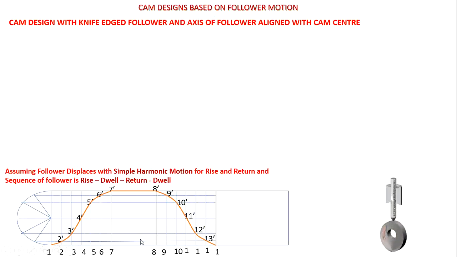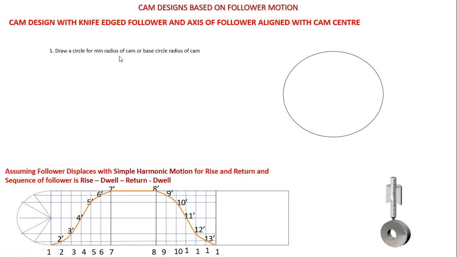Initially, whatever may be the question, we have to draw the displacement diagram according to the requirements. It may be simple harmonic, uniform acceleration and retardation, cycloidal or uniform velocity. First step to draw the cam profile is, first thing we have to draw the base circle that will be given. Draw a circle for the minimum radius of the cam or base circle. So that is the actual circular radius available in this cam profile, the minimum radius or base circle radius. First we have to draw the base circle radius of the cam.